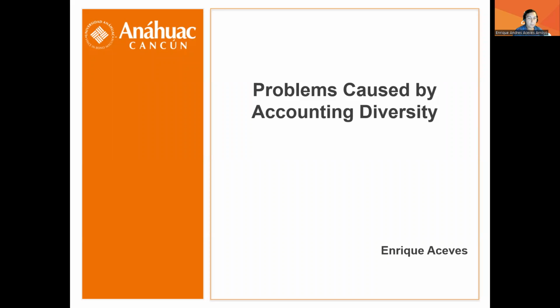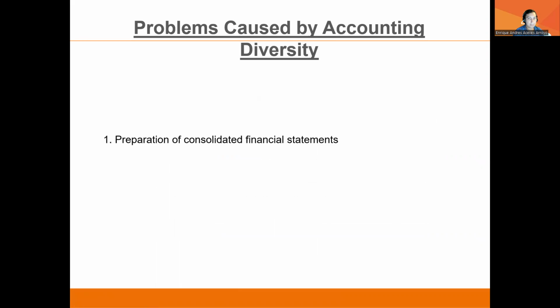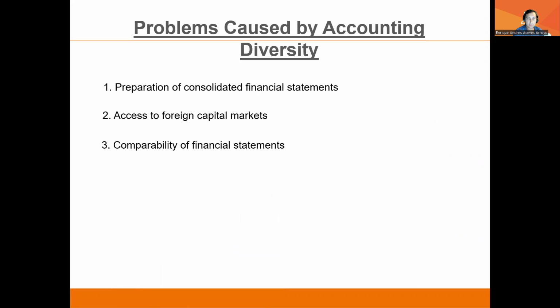So in this session, we are going to look at the problems caused by accounting diversity, and we are going to break them down into 4 problems. The first one is preparation of consolidated financial statements. The second is access to foreign capital markets. The third is comparability of financial statements. The fourth is the lack of high quality accounting information.